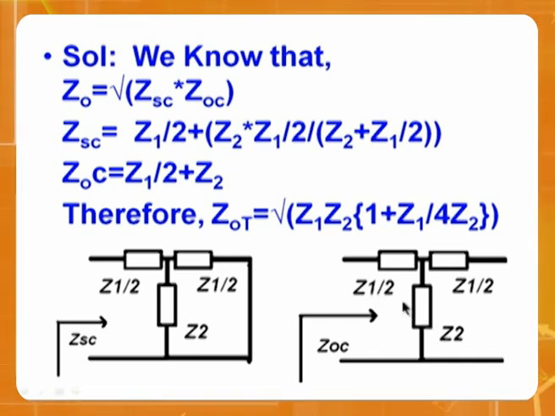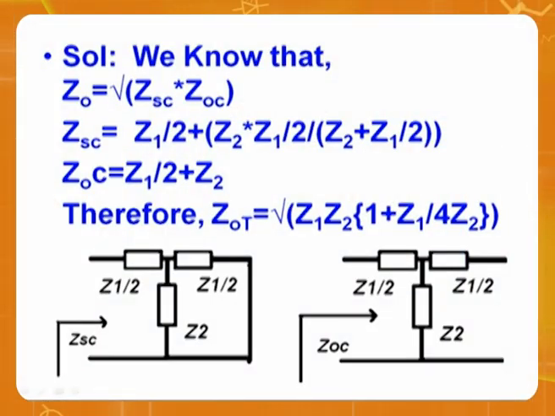If you multiply this impedance and this impedance, the terms will simply cancel. Observe here, Z2 plus Z1 by 2 and Z2 plus Z1 by 2 will cancel. And then you have Z1 by 2 plus Z1 Z2 by 2. Then if you take the square root, Z1 Z2 plus Z1 squared by 4, this is what will come. This is called the characteristic impedance of the T network.